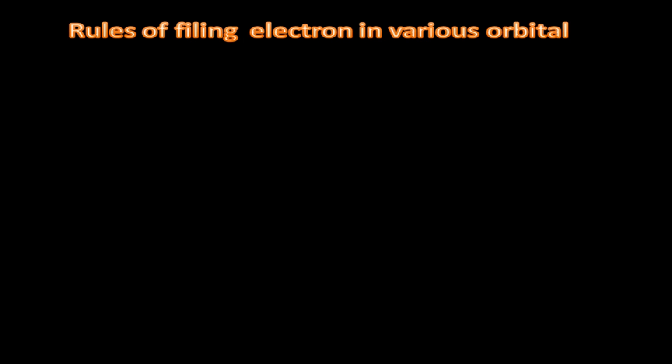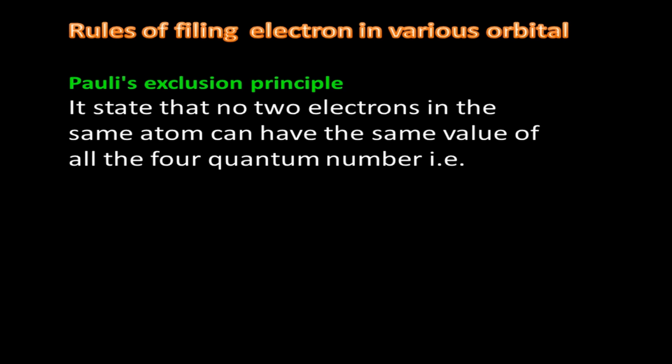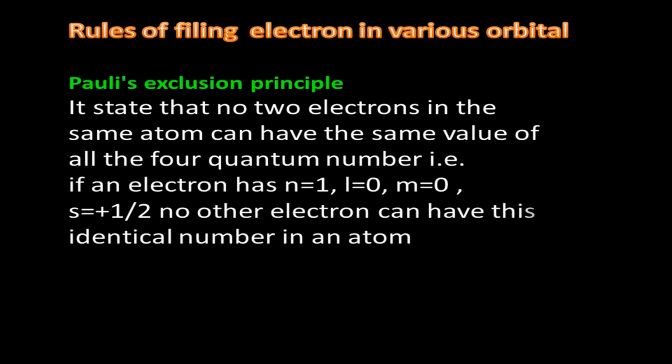Rules of filling electrons in various orbitals. The first one we have is Pauli's exclusion principle. It states that no two electrons in the same atom can have the same value of all the 4 quantum numbers. That is, if an electron has n equal to 1, l equal to 0, m equal to 0, and s equal to plus half, no other electron in that same atom can have these same identical values. So this is what the Pauli exclusion principle is saying.